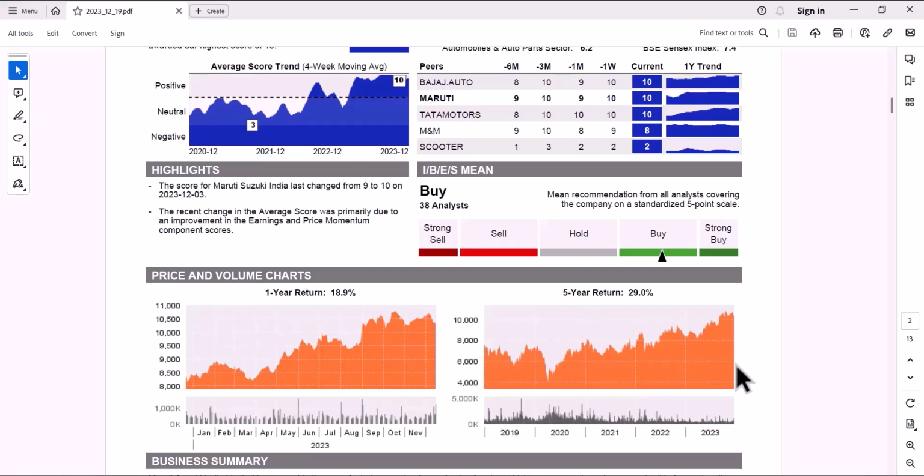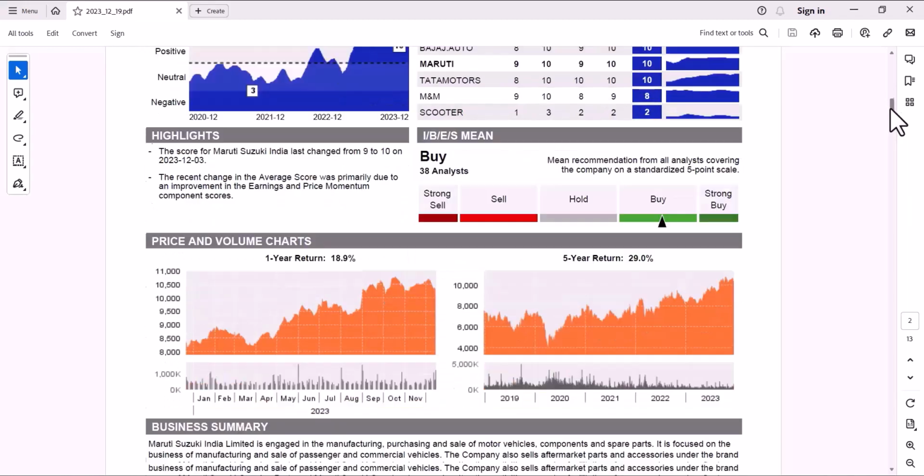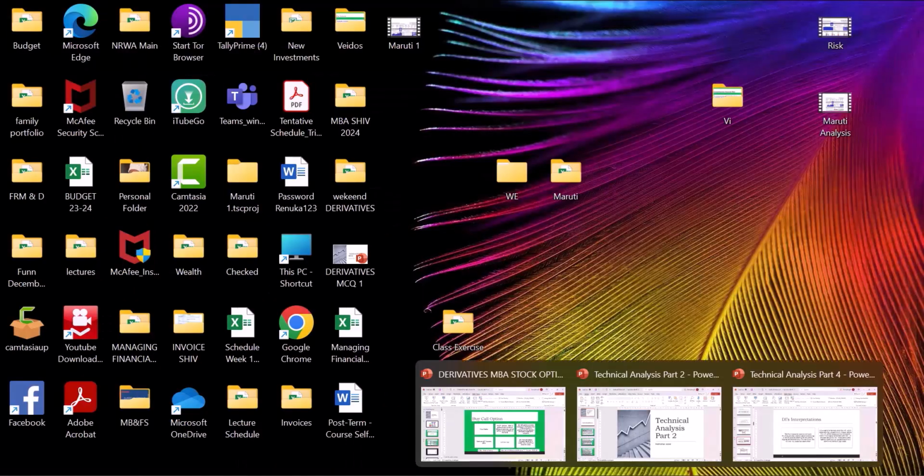But last year, it has moved up. And the analysts are very bullish on this stock. They've given a score of 10 out of 10, and the rating is a buy rating for Maruti, for long-term people. So coming back to the chart again.